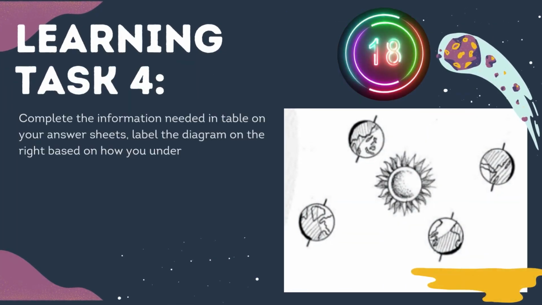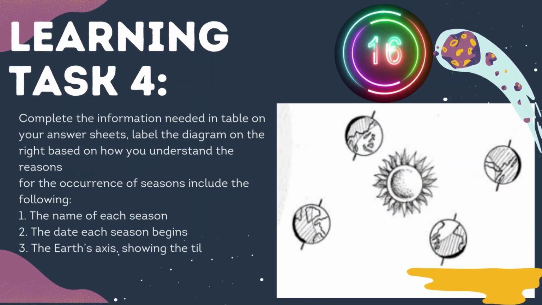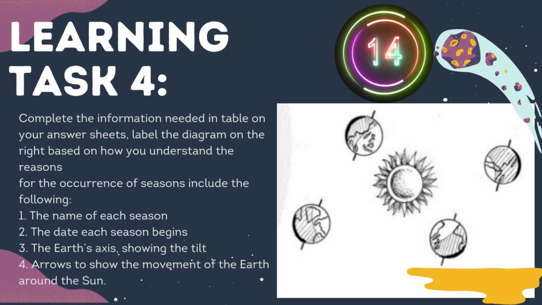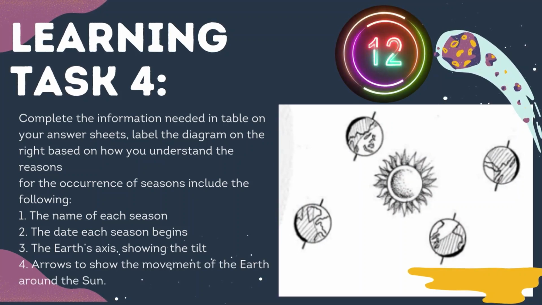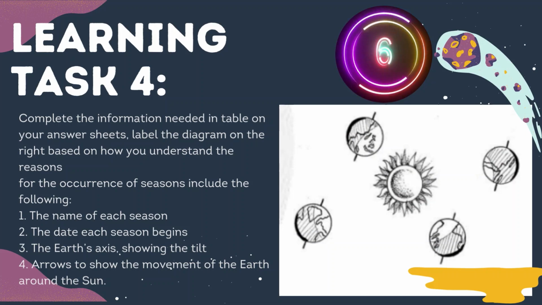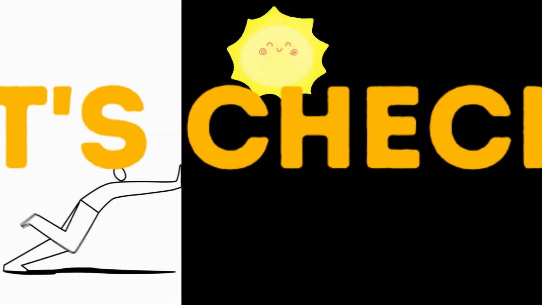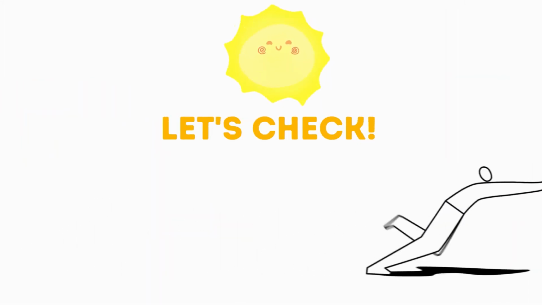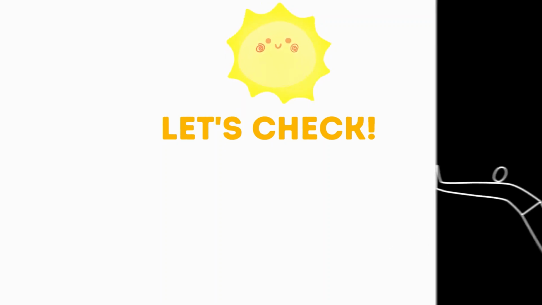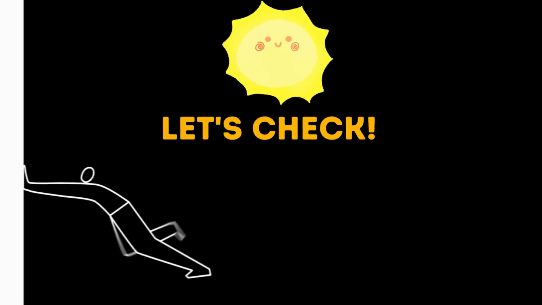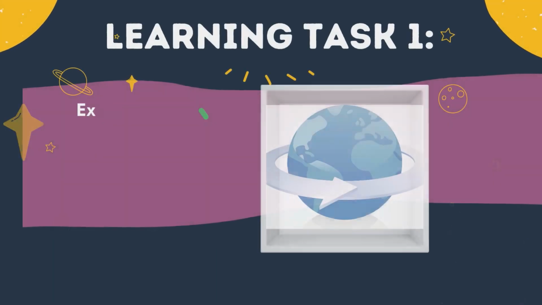For learning task 4, complete the information needed in the table on your answer sheets. Label the diagram on the right based on how you understand the reasons for the occurrence of seasons. Include the following, guys: the name of each season, the date each season begins, and of course, the Earth's axis showing the tilt and arrows to show the movement. And after that, you are ready for checking.